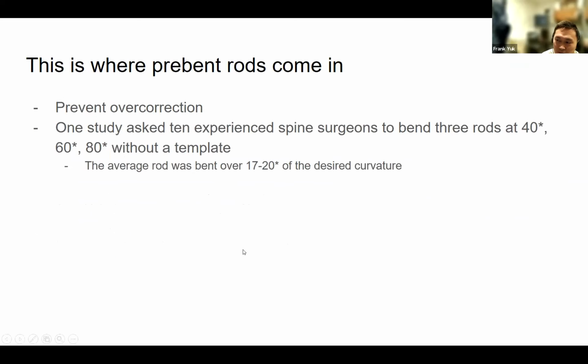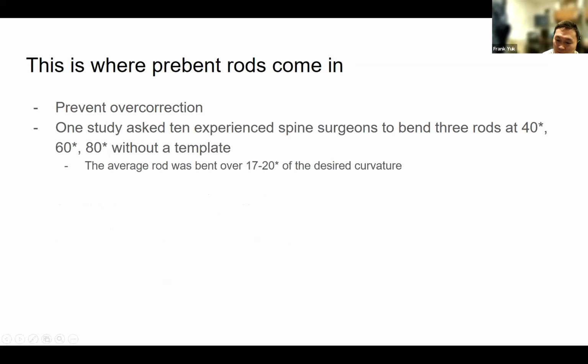This is where pre-bent rods come in. This is sort of the next level to see if we can prevent overcorrection. One study asked 10 experienced spine surgeons to bend 3 rods at 40 degrees, 60 degrees, and 80 degrees without a template, and the average rod was actually overbent by almost 20 degrees of the desired curvature. But when you gave the surgeon a template, they were within 2 degrees of the desired curvature.